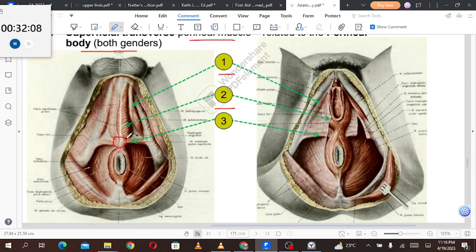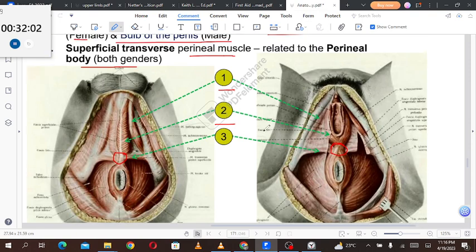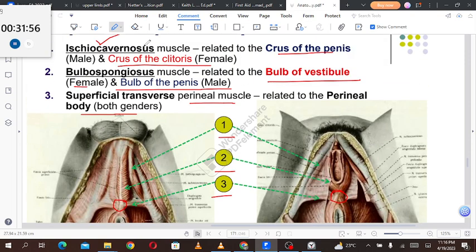So this is the perineal body over here, and here we have the perineal body again. It is basically a confluence of a lot of muscles. So number three is the superficial transverse perineal muscle. These three muscles are found in the superficial pouch: the ischio-cavernous muscle, the bulbospongiosus muscle, and the superficial transverse perineal muscle.